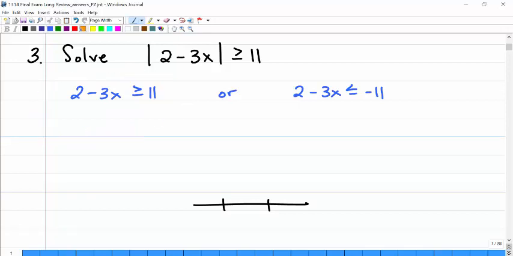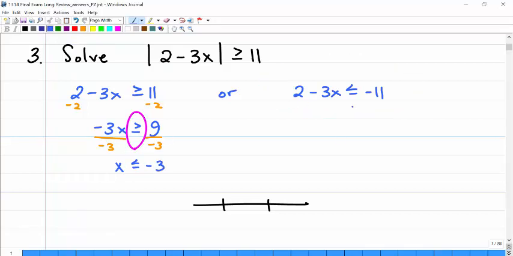I need to isolate x by itself on the left. So I need to subtract 2 from both sides. And I get negative 3x greater than or equal to 9. Divide both sides by negative 3. And I need to remember that when I multiply or divide by a negative, I need to flip the inequality symbol. So I get x less than or equal to negative 3.